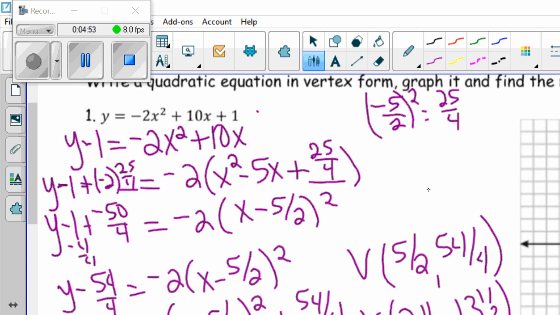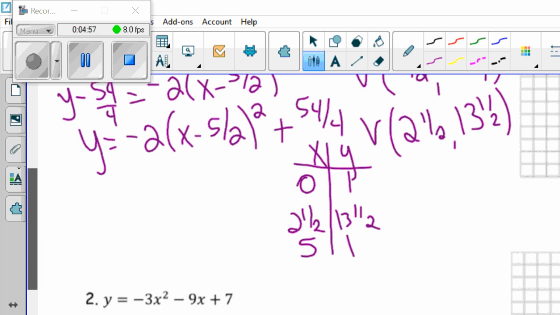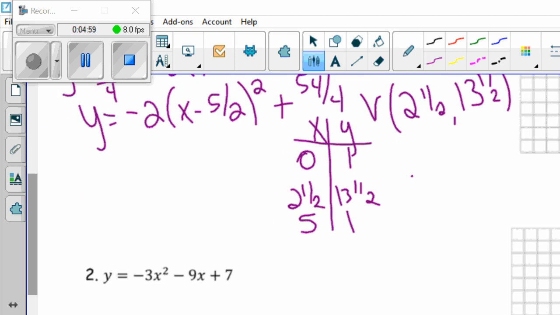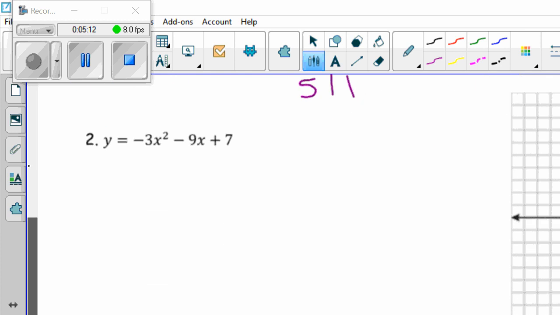So there's our parabola. It says find the maximum or minimum. Okay, my graph is opening down, so I know that I have a maximum at the y value of my vertex, which was 13.5 or 54/4, whatever you wanted to call it. Okay. So let's do some more of those.